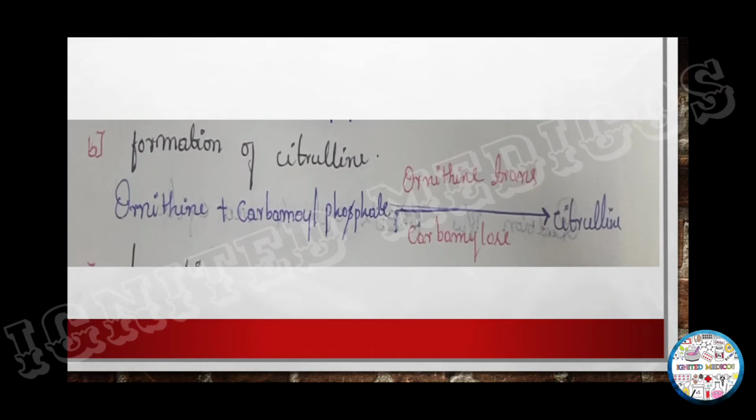The second step is the formation of citrulline. The ornithine is the first substrate of the urea cycle. This ornithine will combine with carbamoyl phosphate in the presence of the enzyme ornithine transcarbamylase, which will form the citrulline. So this is the formation of citrulline, the second step.